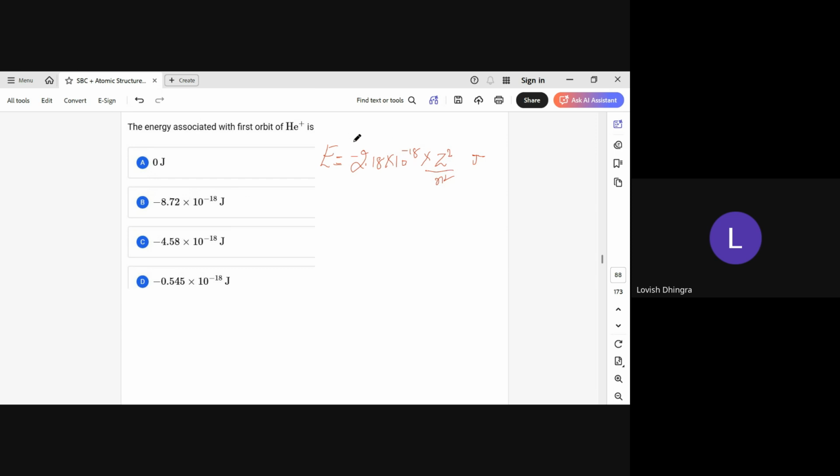So what is Z here? For helium, Z will be 2, and n for the first orbit is 1. So just multiply with 2 square, that is 4 by 1. The answer you will get is minus 8.72 into 10 to the power minus 18 joules. So the answer will be option B.